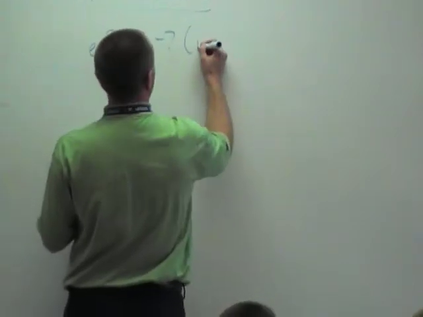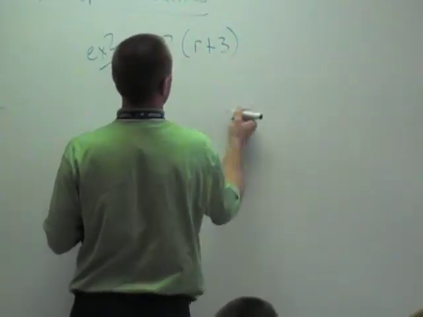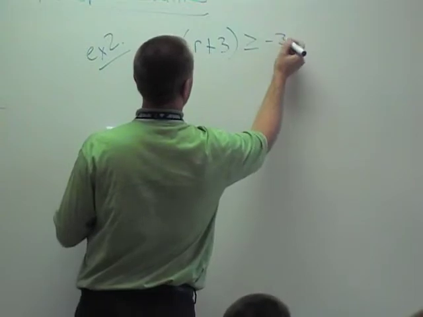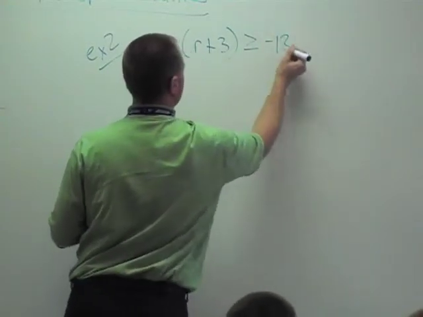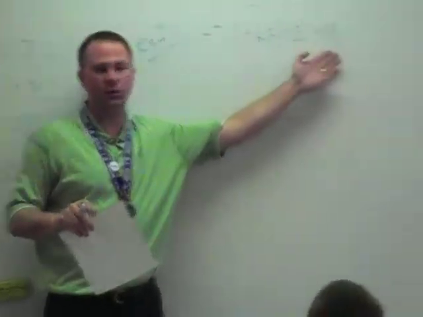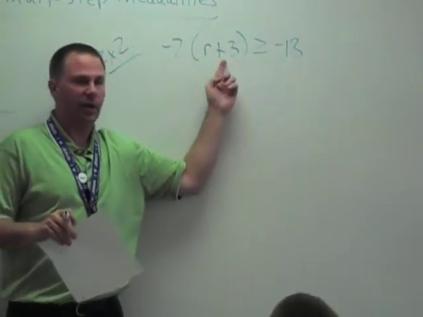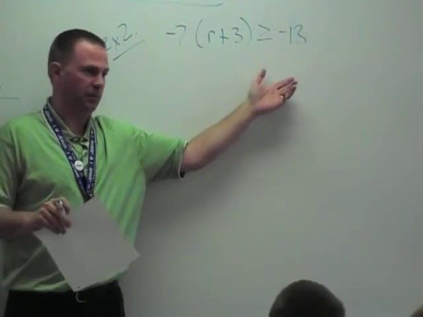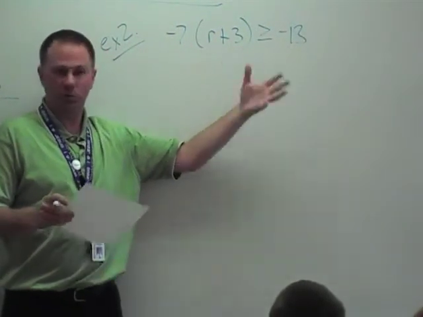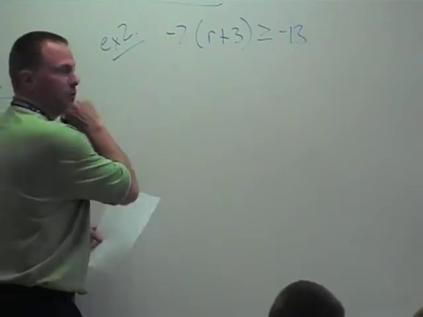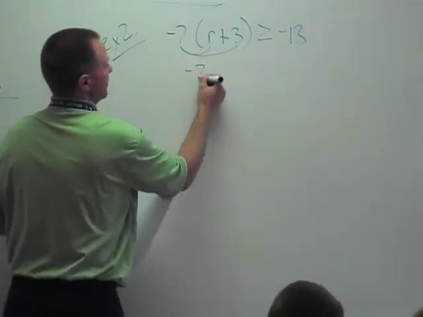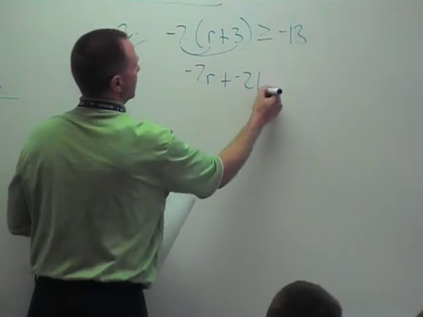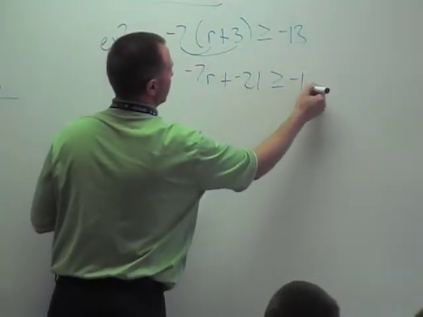-7 times the quantity r plus 3, quantity closed, greater than or equal to -13. There are 2 different ways you can solve this. You can divide off the -7 first, and then subtract the 3. That'd be fine. Or you can distribute and solve it that way. I'm going to go ahead and distribute because most of you will do that. That's -7r plus -21 greater than or equal to -13.